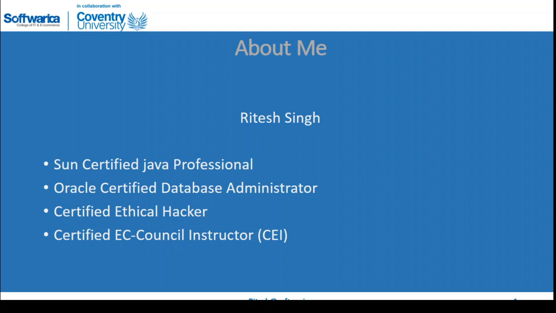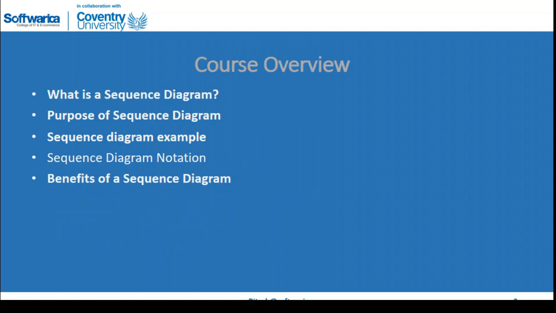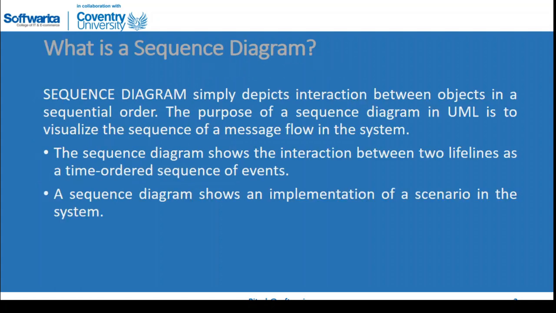Today I am going to present the StarUML sequence diagram. The course overview: what is a sequence diagram, the purpose of the sequence diagram, an example, sequence diagram notation, and the benefits of the sequence diagram. So what is a sequence diagram? A sequence diagram simply depicts interaction between objects in a sequential order.